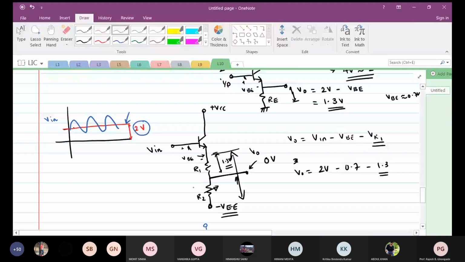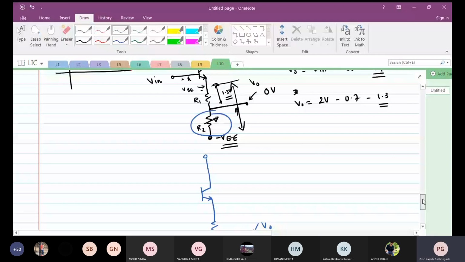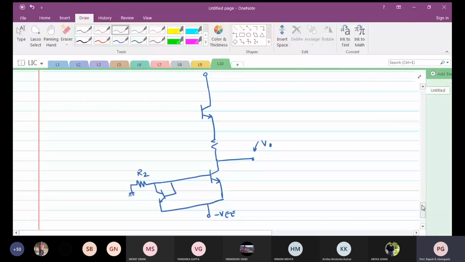Are you getting this? So current mirror is a very, very important circuit in operational amplifiers. Unfortunately, your syllabus doesn't even mention current mirror. That is the reason why I'm going to this extent. You see that? Guys? Yes, sir. Okay. So that was the third stage.